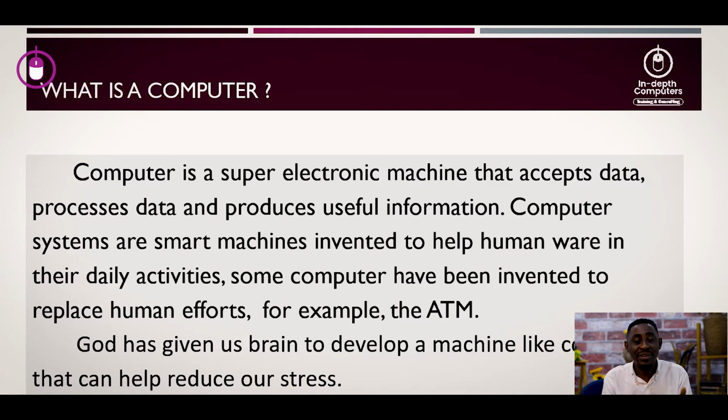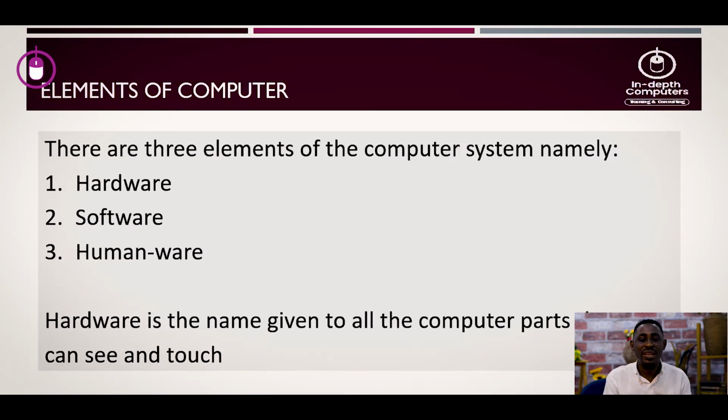So we have different kinds of computer. We have the laptop, we have the desktop, we have the tower computer. The ATM machine is also a type of computer. There are so many types of computer, but that is not actually the major part of this lesson. I just want you to understand that computer accepts data, processes data, which means computer changes and organizes data, and then produces useful information. Now, what are the elements of computer?